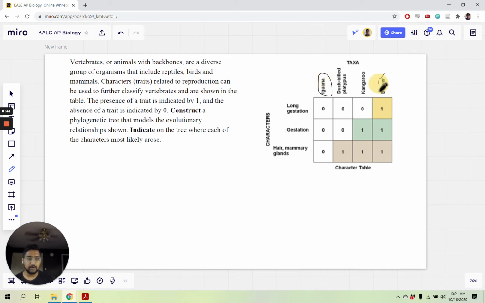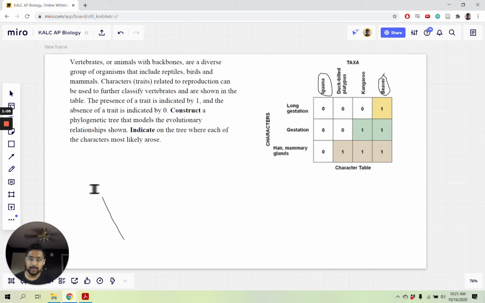The beaver, however, has all of these traits. It has long gestation, it has gestation, obviously, and then it has hair and mammary glands. So it means that this thing is going to be the furthest related from the iguana. And so we know that when we construct our tree, we want to place the iguana and the beaver at opposite ends. And so the easiest way, I think, to do it is let's create just a line first.